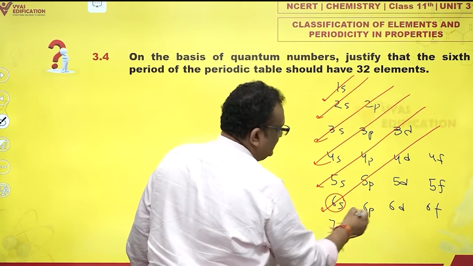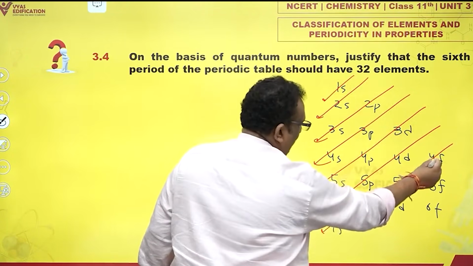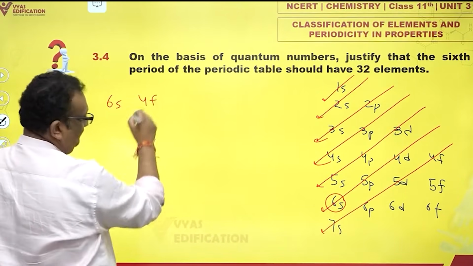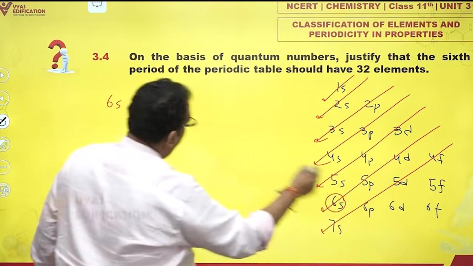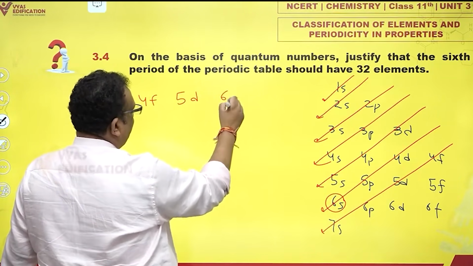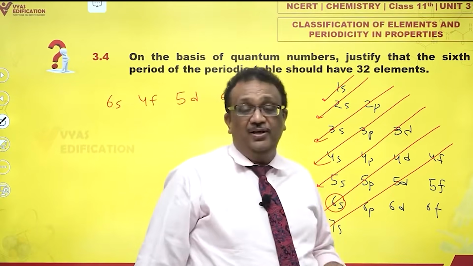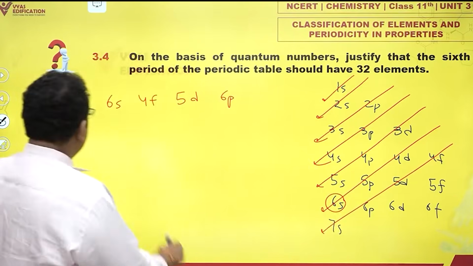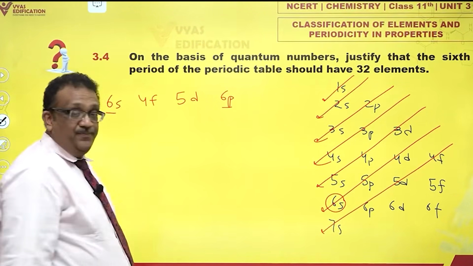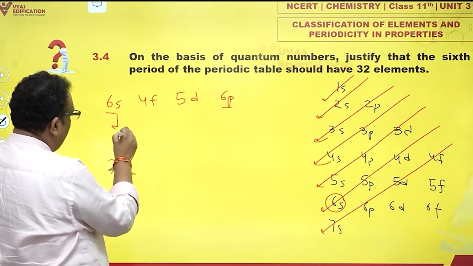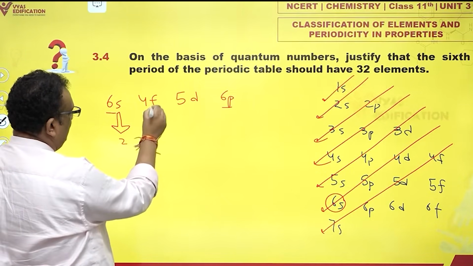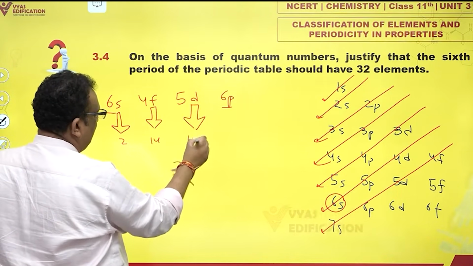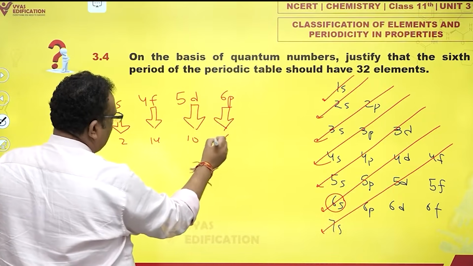So once I have 6s, then I have 4f, 5d and 6p. So 6s, 4f, 5d and 6p. And at the end of P block, if you remember, you get a noble gas and the same period ends. So it begins with 6s, it ends with 6p. Each s orbital contains how many? 2 electrons. F contains 14, D contains 10, and P contains 6 electrons.